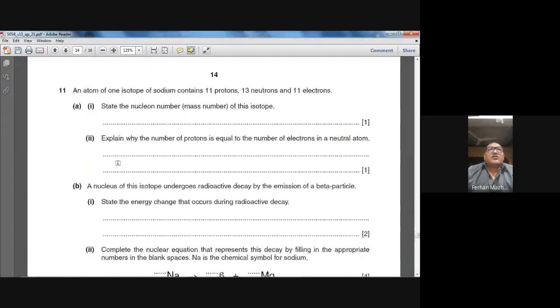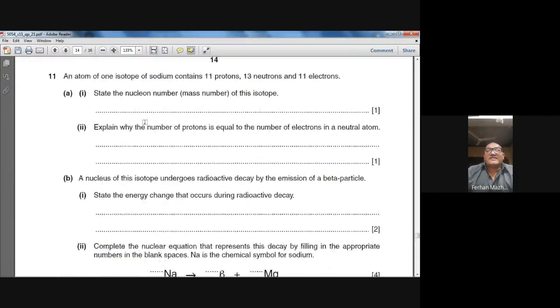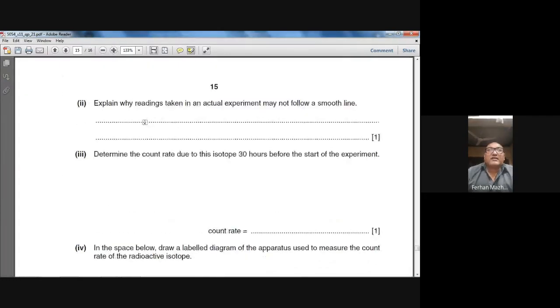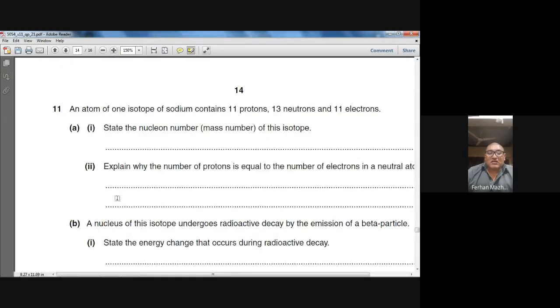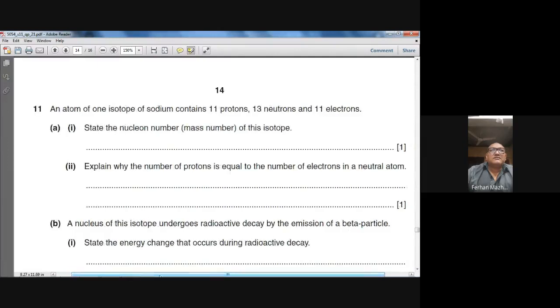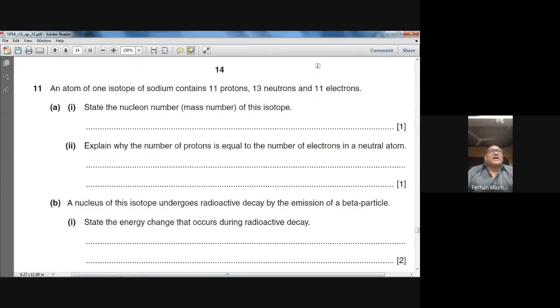Now, the next question on your screen, let me increase the size so you can see it. We are doing the May, June 2011 paper 2-1. In this video, we are attempting only section B of this paper. We have done question number 9, question number 10, and now we are going to attempt question number 11.